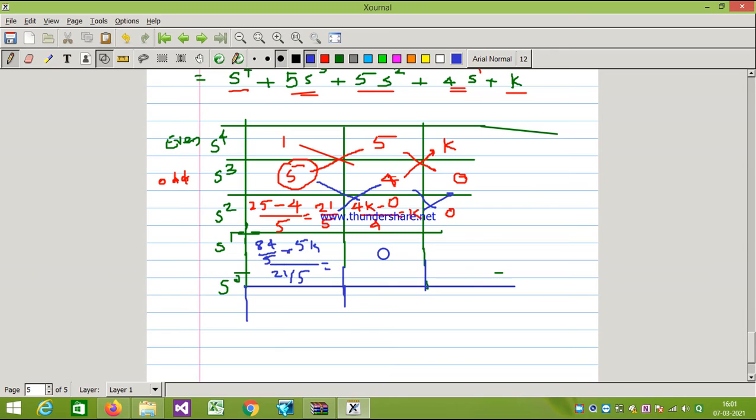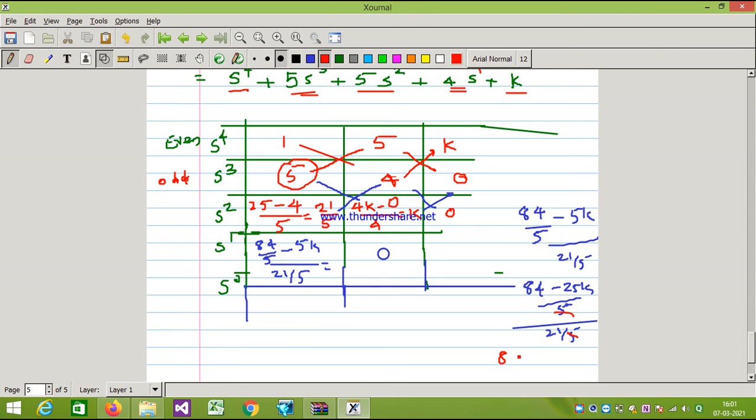Before calculating this, we want the value of this equation. So what is the calculation? Just see, 84 by 5 minus 5k divided by 21 by 5. Just solve this. How to solve it? Take cross multiplication. So 84 minus 5 into 5, 25k divided by 5, whole divided by 21 by 5. So this 5 and this 5 get cancelled.